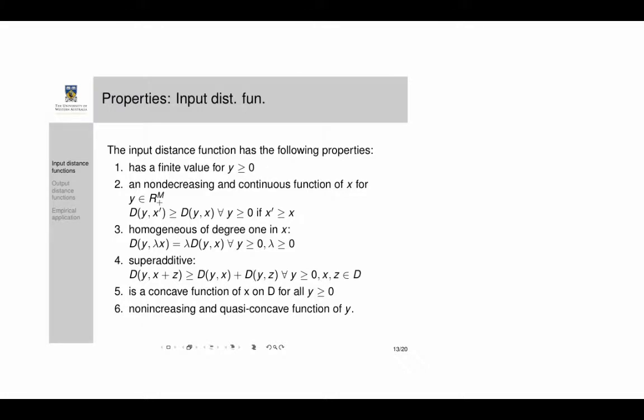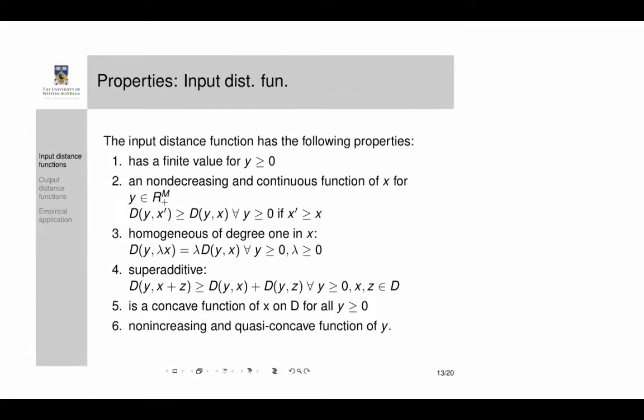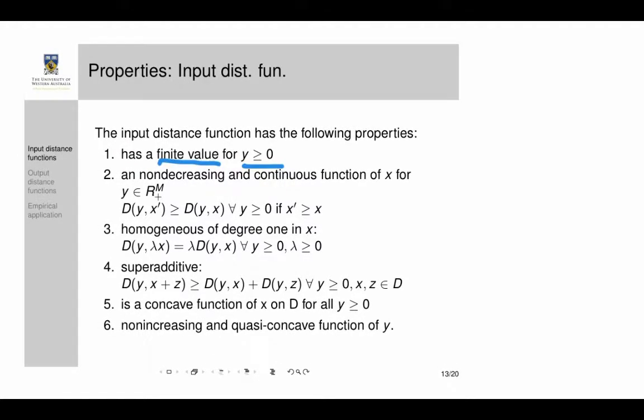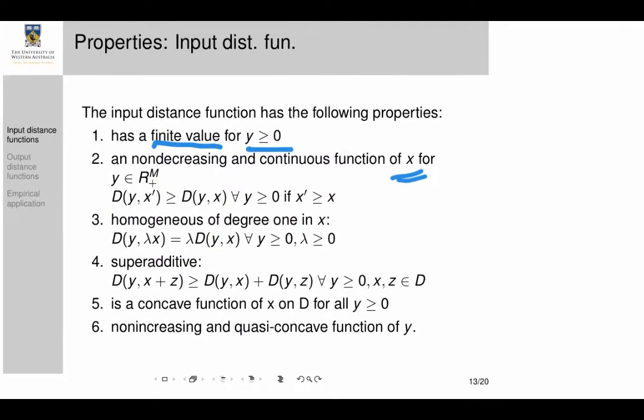So it's very easy to see that the distance function has some identifiable properties. One of them is that it has a finite value if the output vector is not null. Another property is that it's a non-decreasing and continuous function of x. So if we have two input vectors, x prime and x, and x prime is greater than or equal to x, then the distance function value at x prime is bigger than or equal to the one at x.